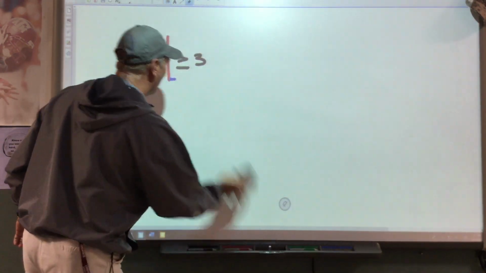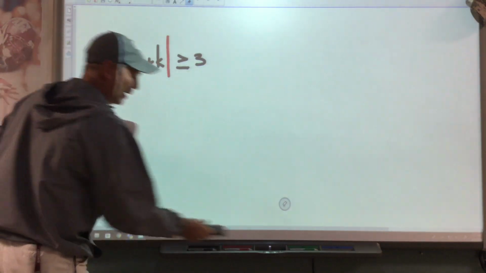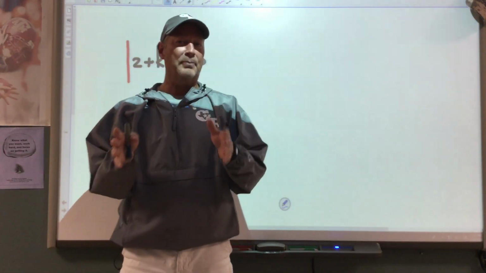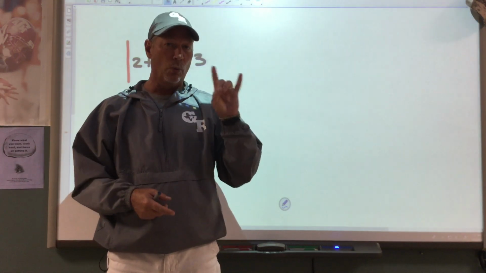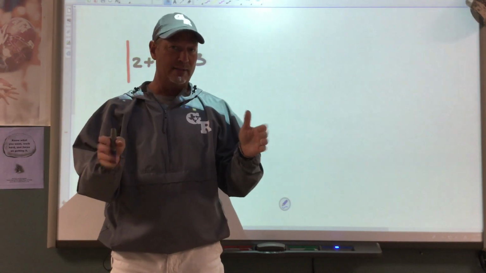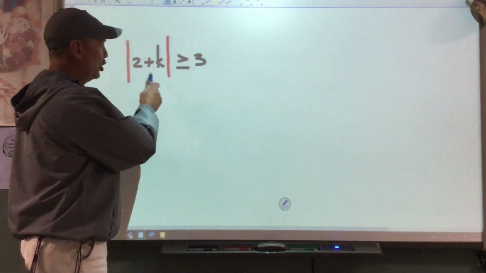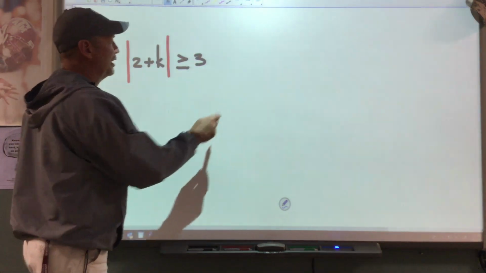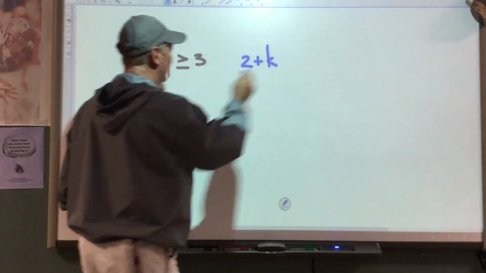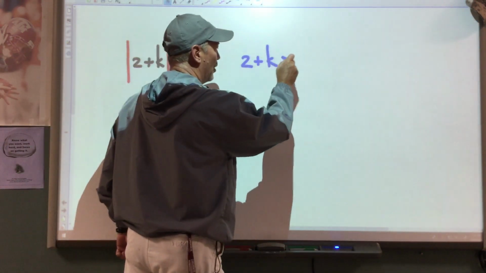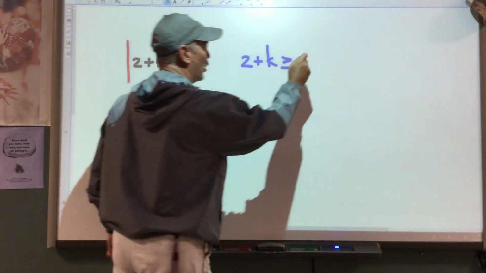Now, if you remember on your absolute value equations, if it's a workable problem, we work it two ways. The first time, you're going to copy it just like you see it. You're going to say 2 plus k is greater than or equal to 3.